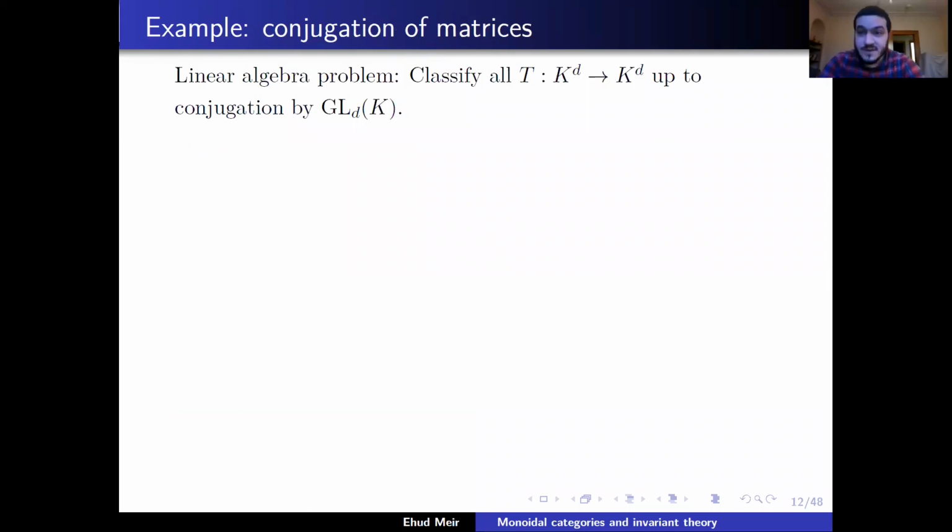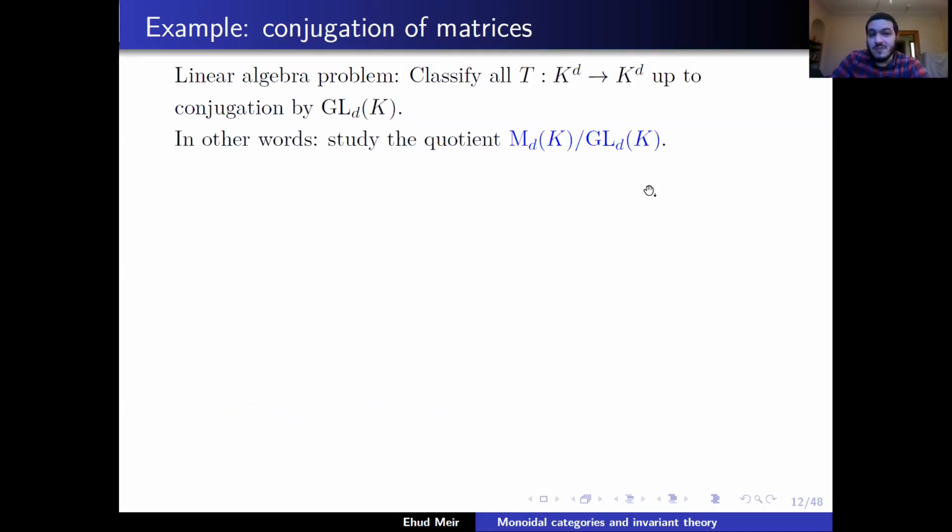Another example, this is from linear algebra. One of the main things that we try to do there is to classify all linear transformations up to conjugation by an invertible matrix. So all T from K^d to K^d up to conjugation. In other words, we actually want to study the quotient of all d by d matrices divided by the action of GL_d(K) by conjugation.